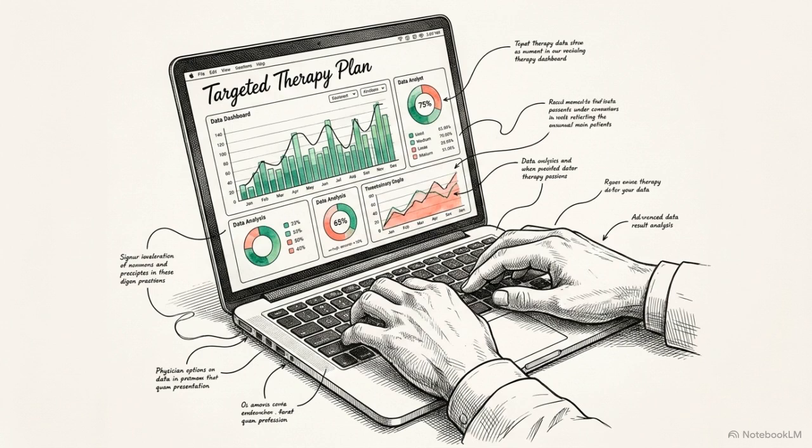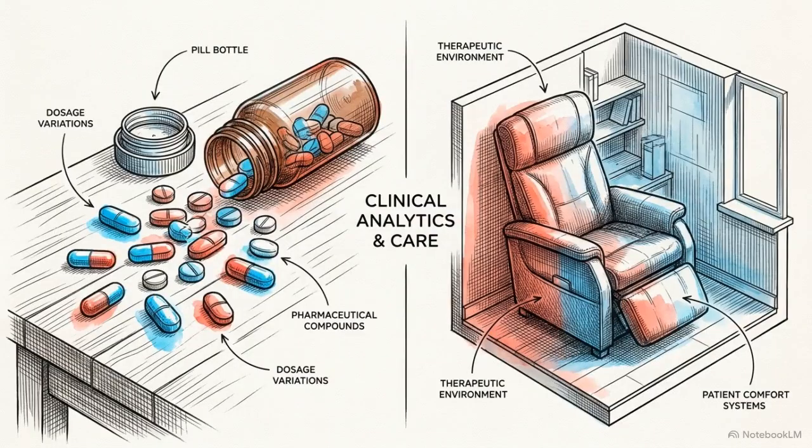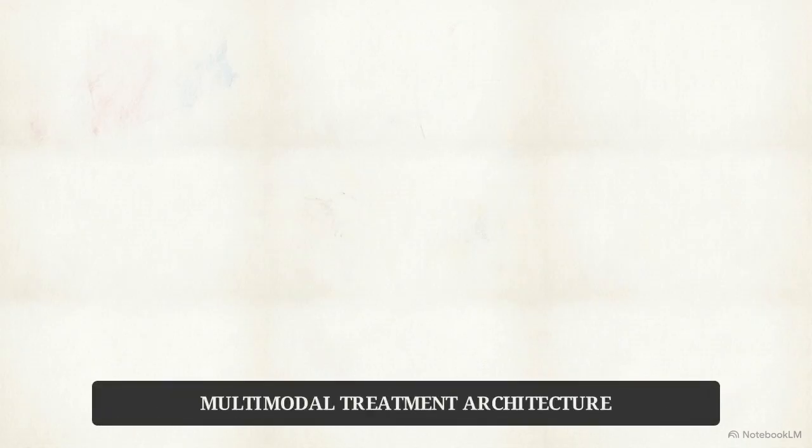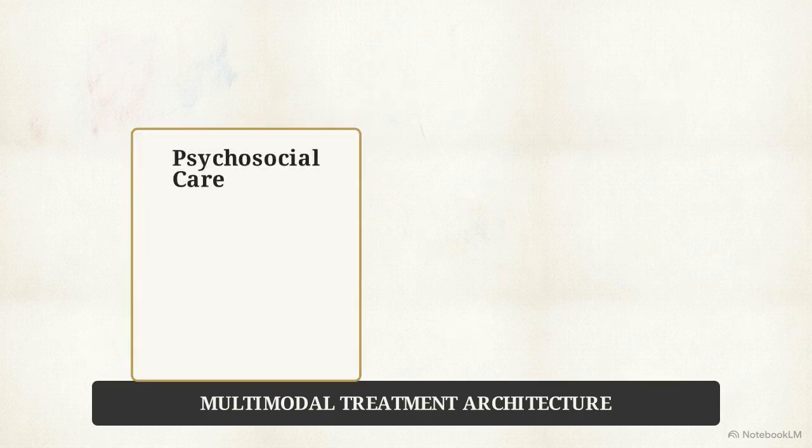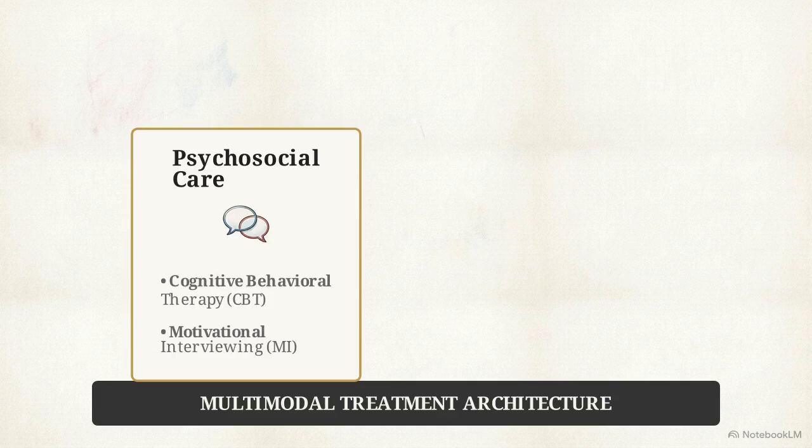medical-grade therapy. Historically, moderate to severe cases of AUD have proven highly resistant to single-method approaches. Talk therapy alone or medication alone frequently falls short. Beating the disorder requires building a multimodal, concurrent treatment architecture. The left pillar of this structure is psychosocial care. This involves structured, evidence-based methodologies like cognitive behavioral therapy to identify triggers, and motivational interviewing to build the patient's internal drive to change their behavior.